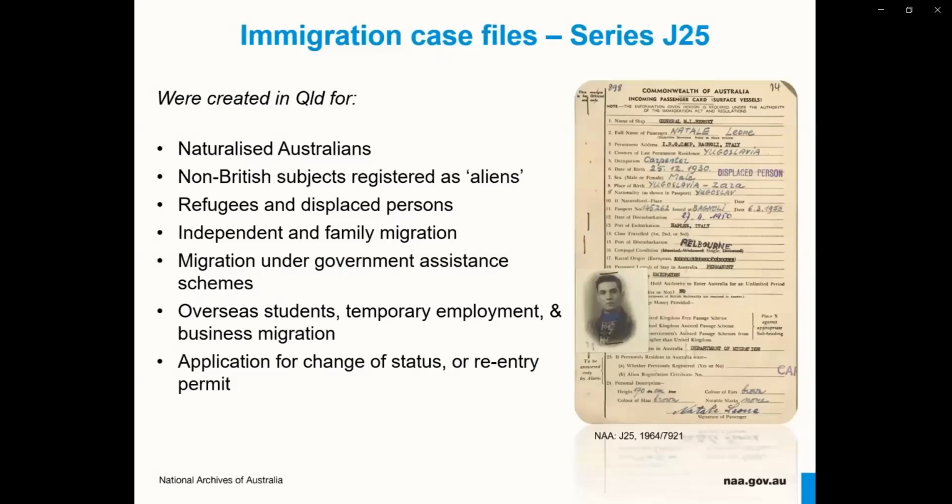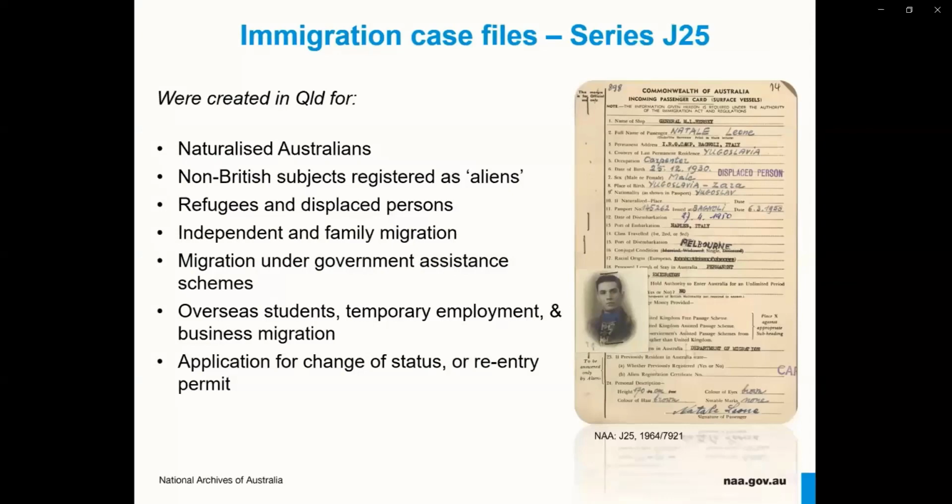J25 case files date from 1908 and consist of records that show the migrant has either been granted permanent residence, naturalisation or citizenship. They contain documents such as official and individual correspondence, medical reports, passenger arrival details, alien registration forms, naturalisation documentation, police reports and security assessments.